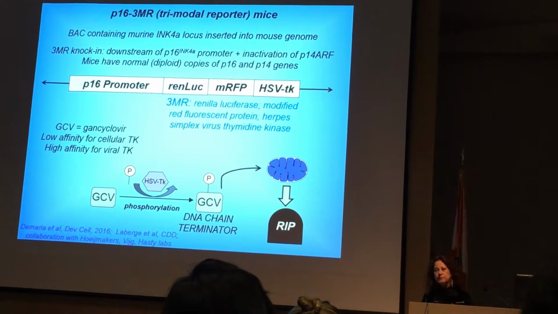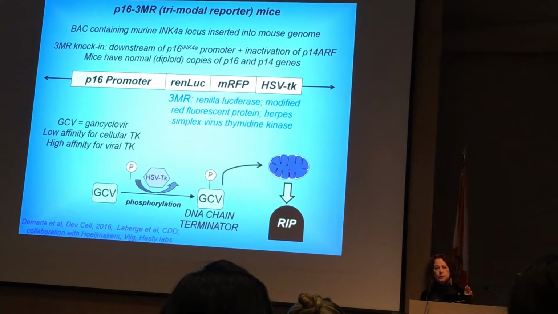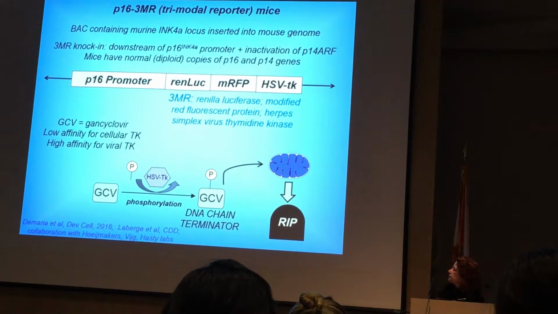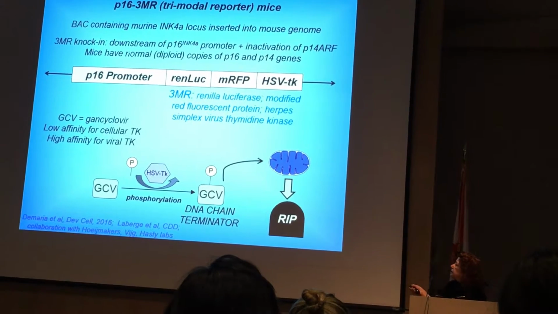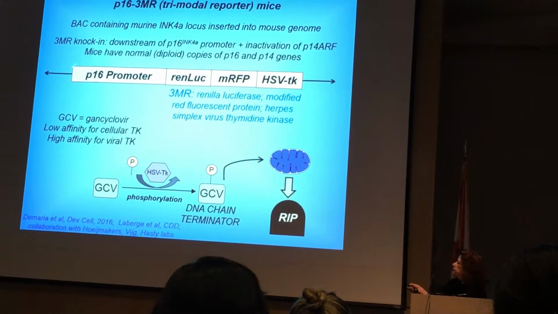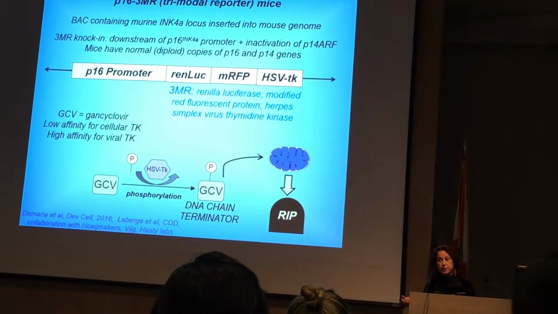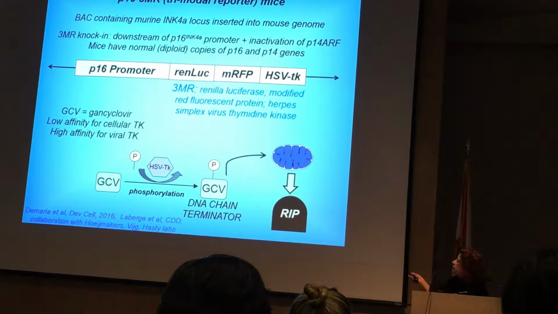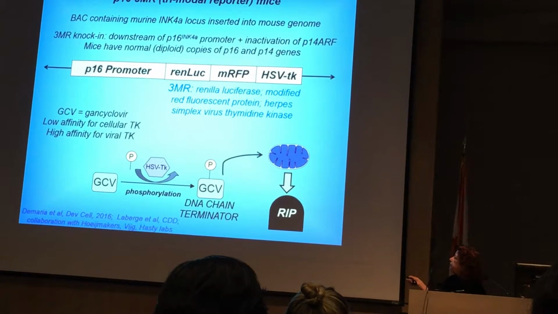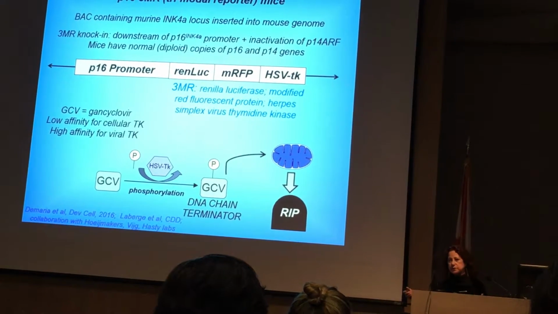and we can now do that. Jim talked about Jan van Deursen's mouse model, which is the same principle as our mouse, which I'll just explain in a little bit more detail. As Jim mentioned, we use a large bacterial artificial chromosome containing the endogenous p16-INK4a locus of the mouse, and we clone downstream of the p16 promoter a fusion protein that enables us to visualize senescent cells with luciferase.